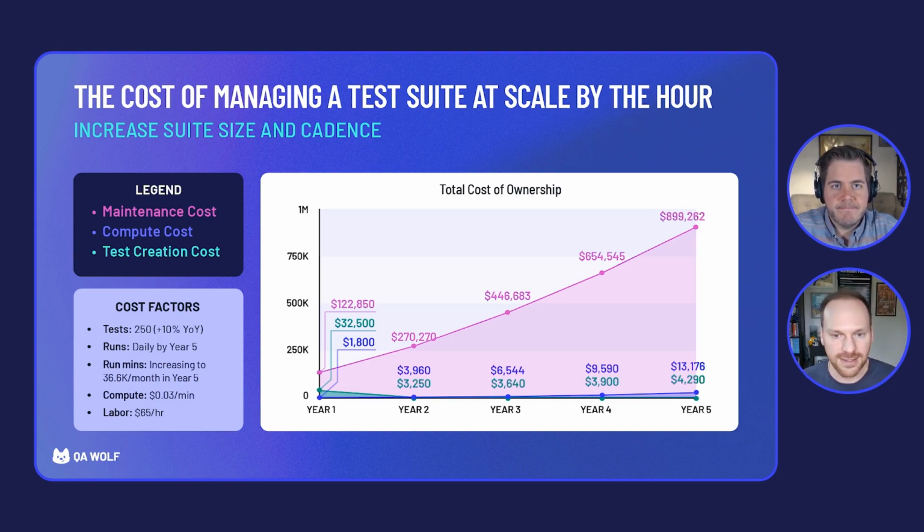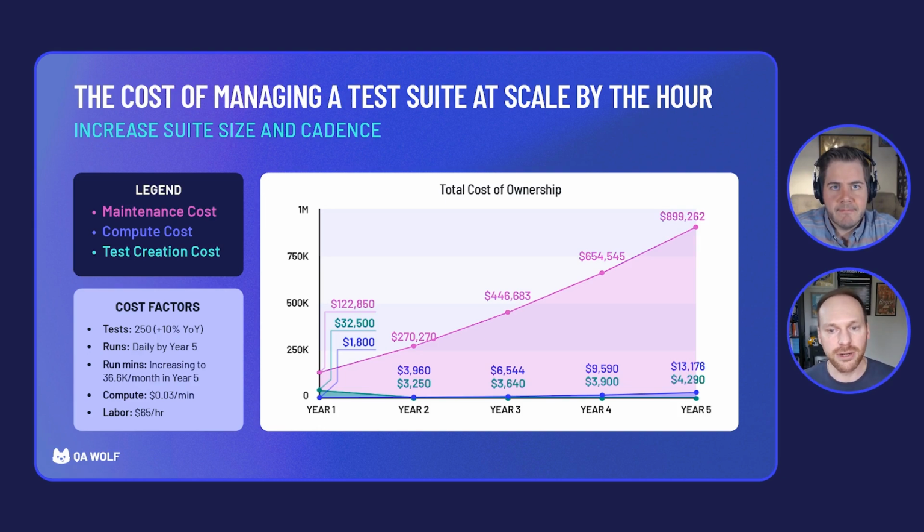So when you look at this, when both things increase, your suite makes that same 10% increase each year at an hourly rate of $65 an hour. So we're making these assumptions, right? That things are going to grow 10% year over year. We're going to keep the $65 an hour.